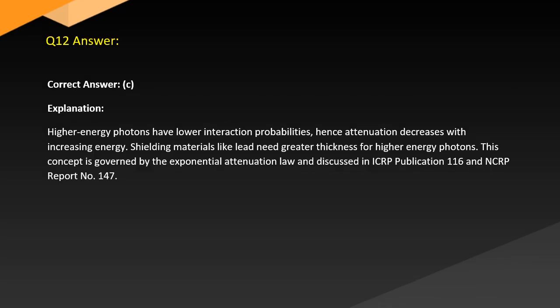Answer. Correct answer: C. Explanation. Higher energy photons have lower interaction probabilities, hence attenuation decreases with increasing energy. Shielding materials like lead need greater thickness for higher energy photons. This concept is governed by the exponential attenuation law and discussed in ICRP Publication 116 and NCRP Report No. 147.